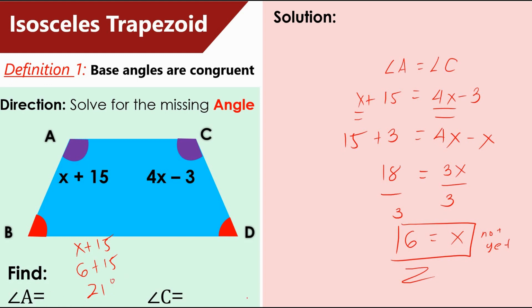By applying definition number 1, as what I said a while ago, angle C is also equal to 21 degrees without solving. Now, if you want to make sure with your answer, let us substitute it from the given. So 4 times x minus 3, and then substitute the value of x, which is 6. Get the product of these two numbers. 4 times 6 is 24, minus 3 is equal to 21 degrees. That is for example number 2.